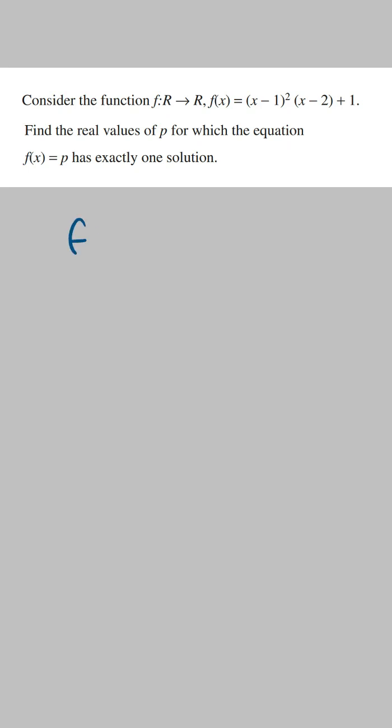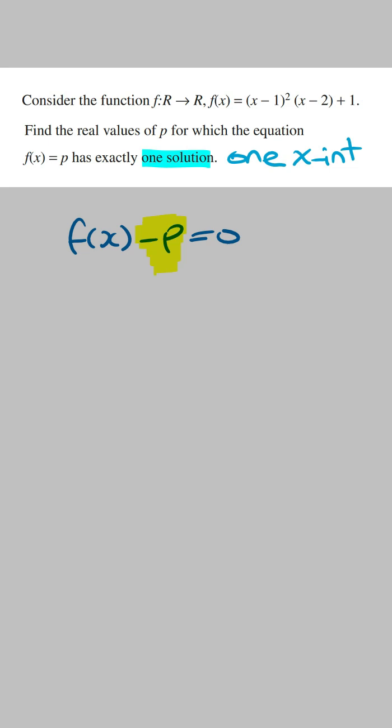Rearranging the equation, we can write this as f of x minus p is equal to 0. This means that we're translating the function f of x up or down p units, depending on the value of p. Now what you also needed to know is this: one solution means that we want exactly one x-intercept for the function f of x once it's translated up or down p units.